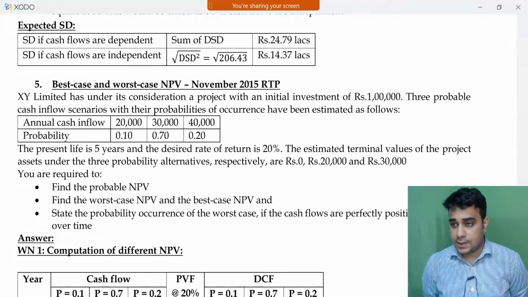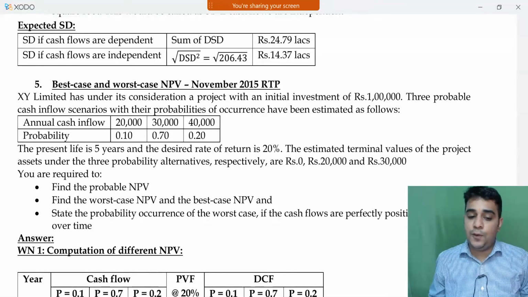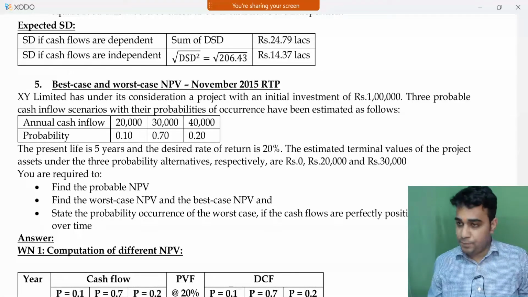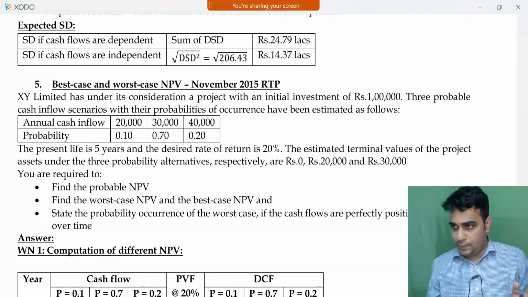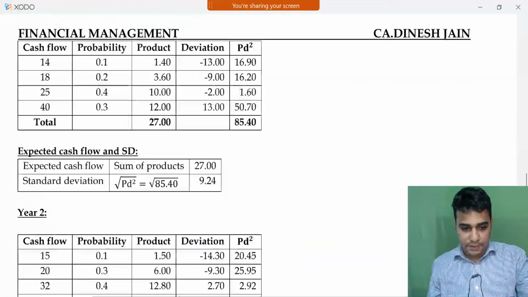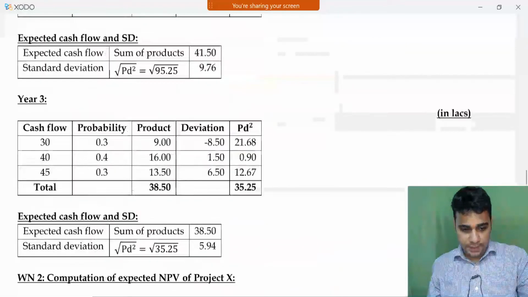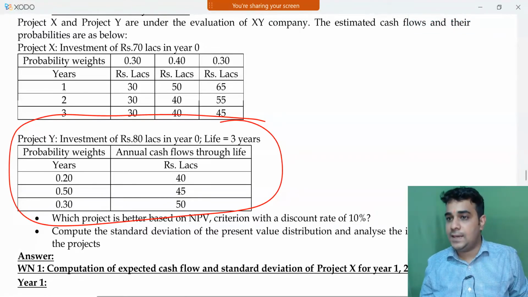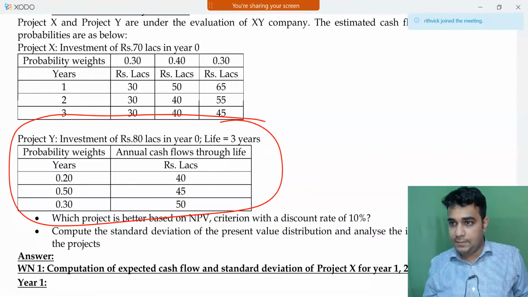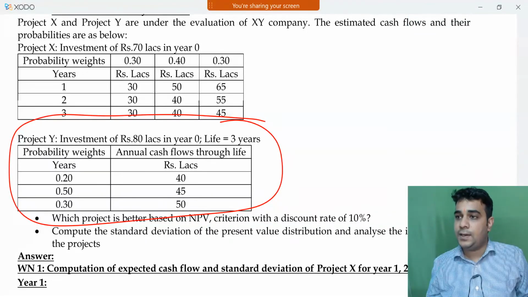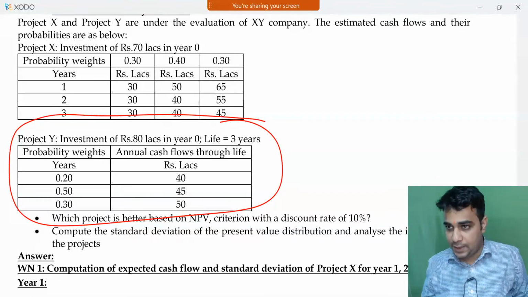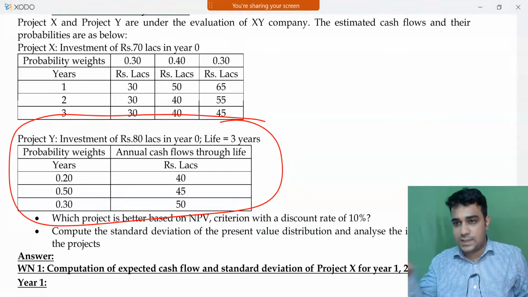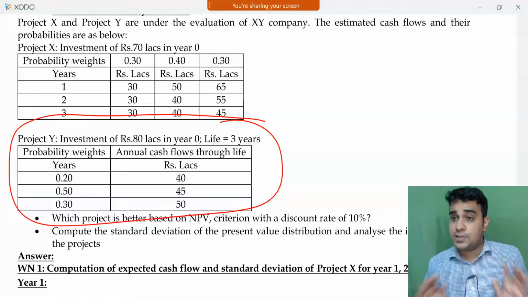Okay, now listen. I have an initial investment of 1 lakh. Every year the inflow can either be 20,000, 30,000 or 40,000. Life is 5 years, salvage value, everything is given. If I go back, it is similar to this question. Every year the same cash flow was there in that problem also. In that problem also, they said either it can be 40 lakhs, 45 lakhs or 50 lakhs and the probabilities were given. They did not use the words best to worst, those wordings were not used. But it's similar to this question.